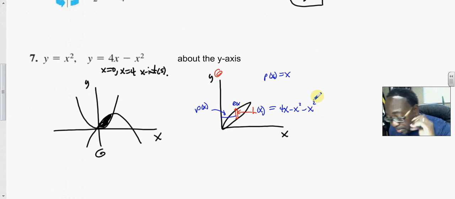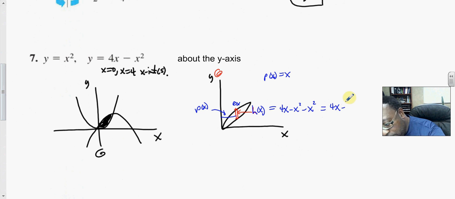Remember, there was a problem in the previous section that I started to put the height there, and then I realized that I was doing the disk method and not the shell method. Well, now I can do what I wanted to do back then. I guess I need to make this H blue. Okay. So the height is 4x minus 2x squared.